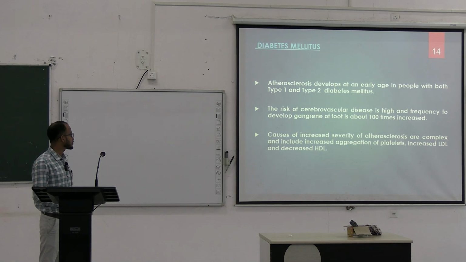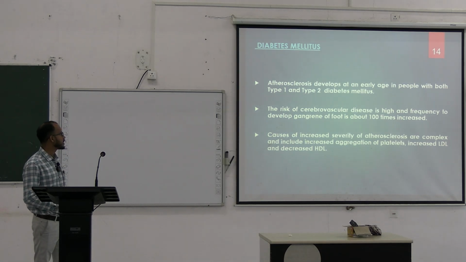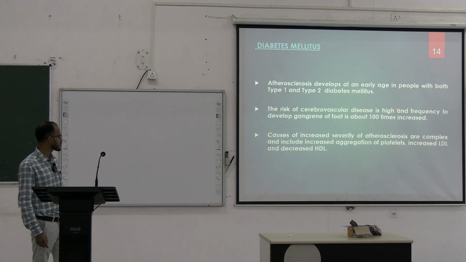Diabetes mellitus. Atherosclerosis develops at an early age in people with both type 1 and type 2 DM. The risk of CVS disease is high, and foot gangrene develops 100 times more in case of atherosclerotic and ischemic heart disease patients.